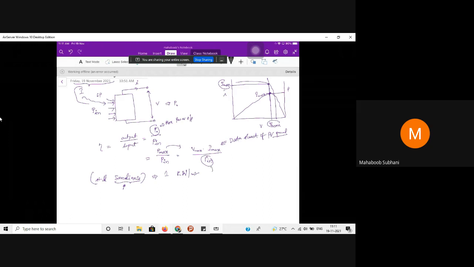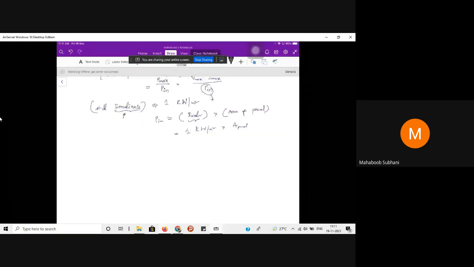Now to get this P in, the input, that is the irradiance which we are getting, multiplied by the area of the panel. Area of panel, right? So this irradiance we have is 1 kilowatt per meter square into the area of panel. So for example, we will also take up a small numerical problem to solve this.